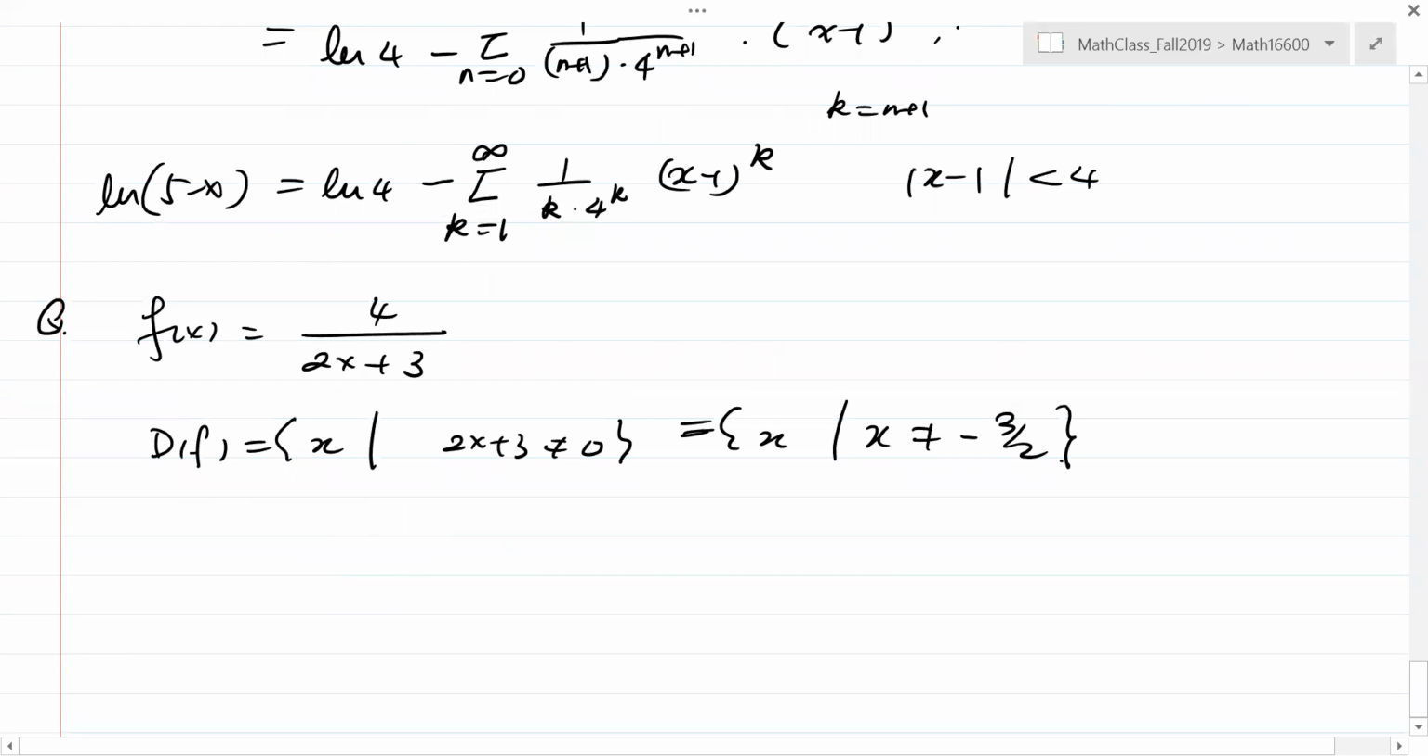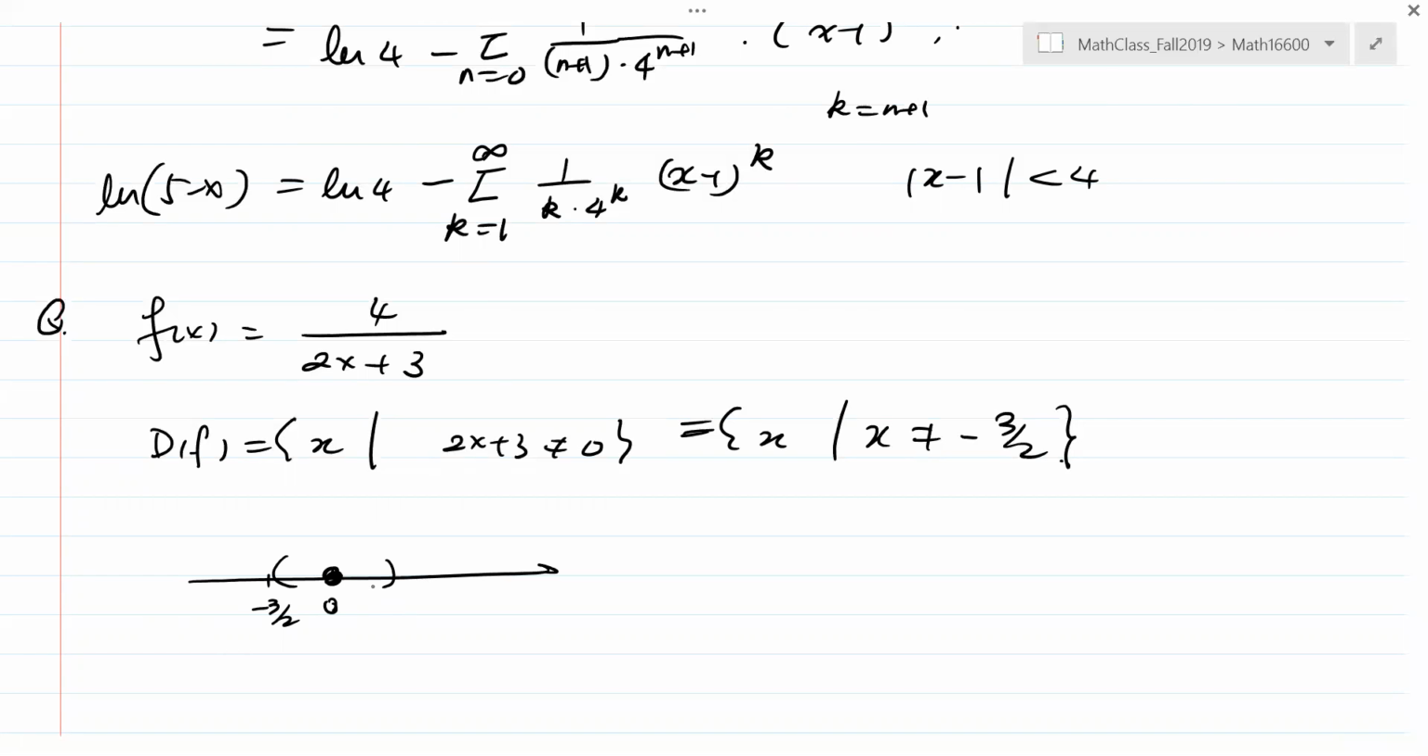So you take an arbitrary point which is not negative 3 over 2, and you're trying to find the power series nearby that point. So here is the interval, right? This is 0, here's negative 3 over 2. If I choose this number for my power series, then the largest interval I can get is this, because the function is not defined at negative 3 over 2.